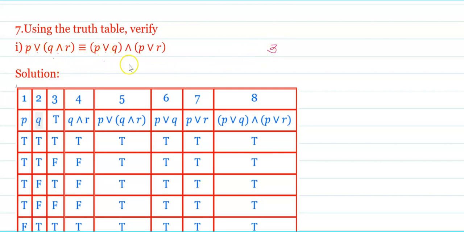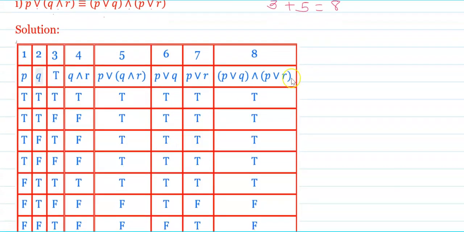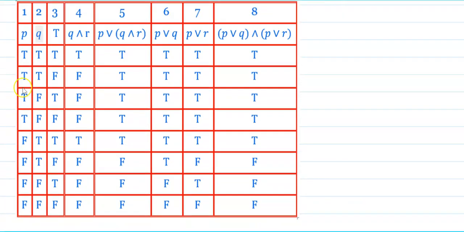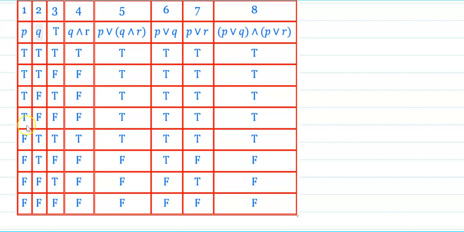Okay, 3, 4, 5. Okay, 3 plus 5, that is 8, and 2 raised to 3. Therefore, 8 rows must be there. For P: 4 times T and 4 times F. Q means double T, double F, double T, double F. And here is R. R means T, F, T, F, T, F, T, F in this way.